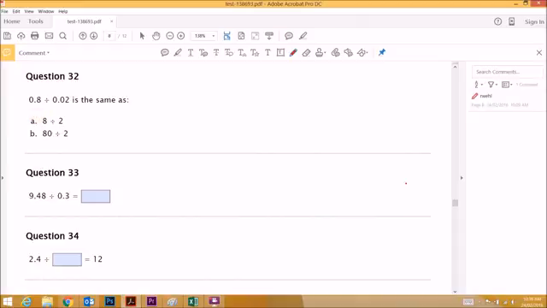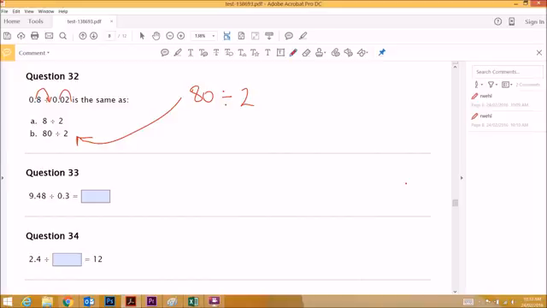Question 32. 0.8 divided by 0.02 is the same as... In order to make this division work, I need to move my divisor 2 decimal places. In order to do that, I need to do it to my dividend as well. So I end up with 80 divided by 2, which is B. So B is the answer for 32.